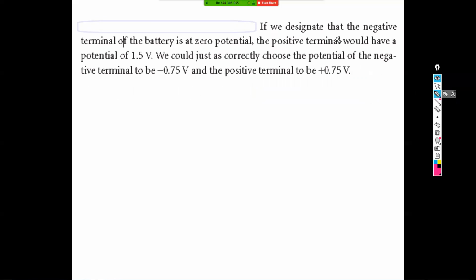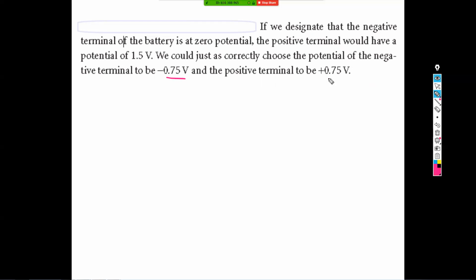So just kind of notation here. If we designate that the negative terminal of the battery is at zero potential, it's like when we did potential energy with the roller coasters, we said the lowest point, even though it might be slightly off the ground, as our reference point, we use it as zero potential. The positive terminal would have a potential of 1.5 volts, which we could just as accordingly choose the potential being a negative 0.75 volts and positive 0.75 volts.